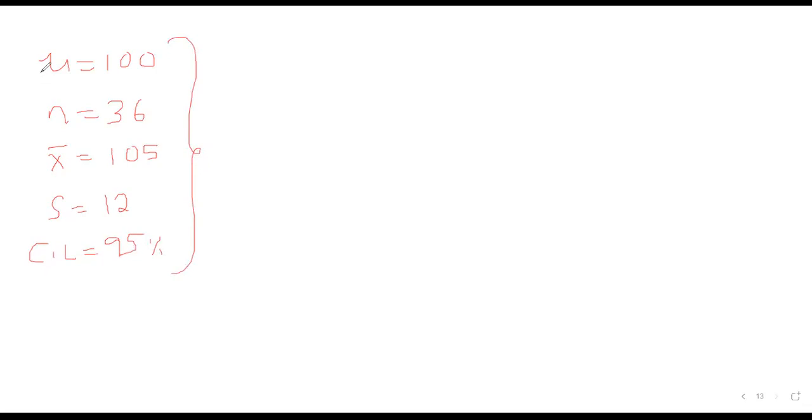I need you to understand that you will always be given two means. One mean is an assumption, a hypothetical mean. It says it is believed that 100 patients are found with COVID-19. And when we went to the hospital, we actually found 105. Already you can see the variation of 5 patients. So we want to see whether it is true or not.